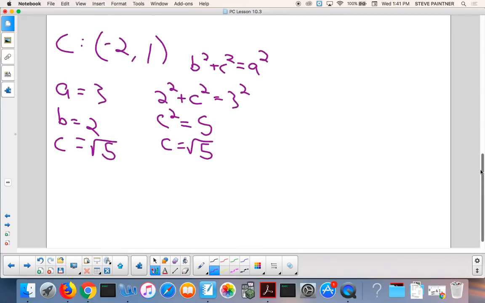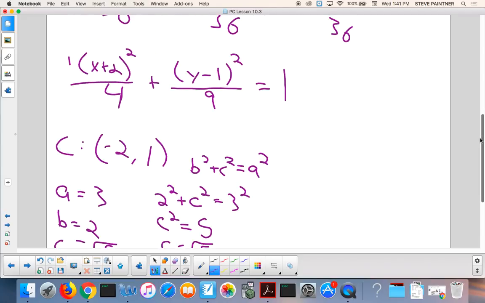Okay. At this point, we have A, B, and C. We have our center. We should really sketch this thing. I have a question. Would your major axis or your minor axis be your radius? There's no radius for ellipses, only for circles. Okay. Major axis is your largest value. So in this case, is x or y our major axis? Y, yeah, it's our bigger value.